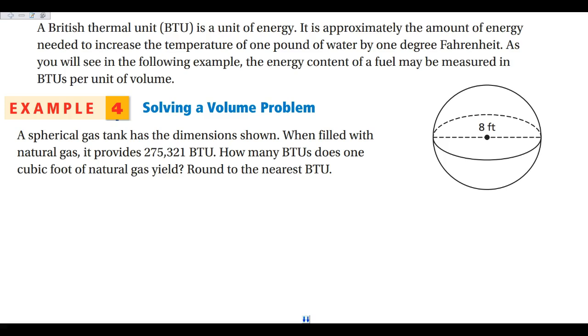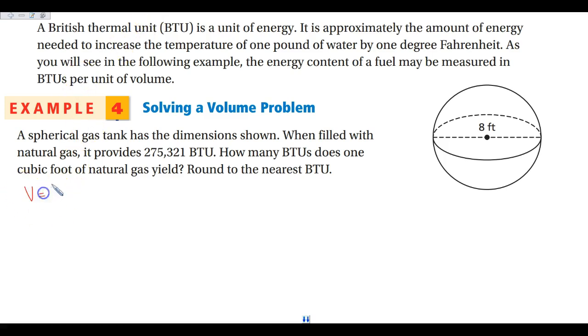So if we look at this problem 4, we have a spherical gas tank, and it provides 275,000 BTUs. Okay, so what we want to know is how many BTUs are in 1 cubic foot. So the first thing I want to do is find the volume of my sphere. That way I know that I have 275,000 BTUs for however much volume. Then I can divide those out and figure out how many BTUs are in 1 cubic foot. So we're going to start by finding volume.